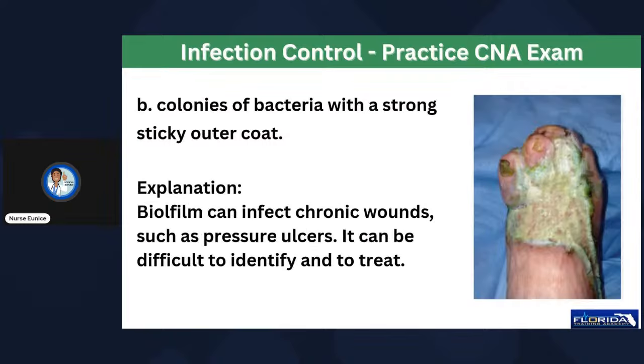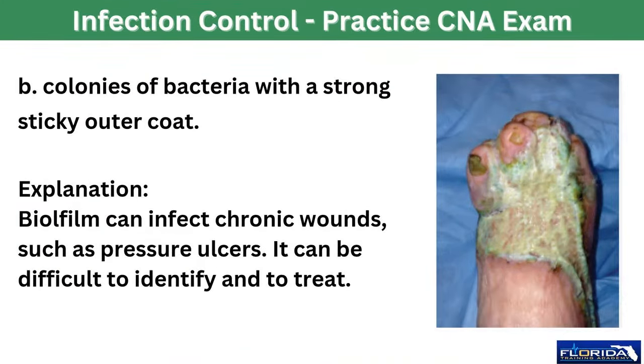So the correct response for this one, everybody, is going to be B. So a biofilm is a colony. It looks like a web of bacteria that has a strong, sticky outer coat. And it can be present on chronic wounds, and it can be difficult to identify and to treat. So if you ever see something abnormal that you're not familiar with, doesn't look right, no one's addressed it, you want to get that nurse in the room. And as the nurse, I would be notifying the doctor so we can get a specialist in to see this patient.